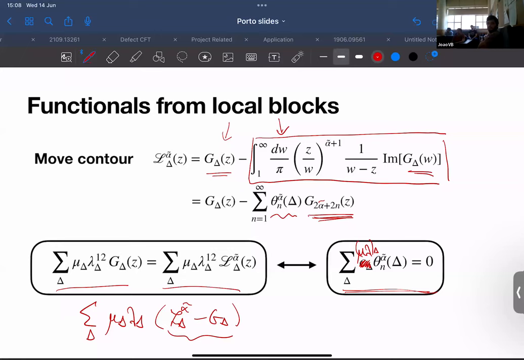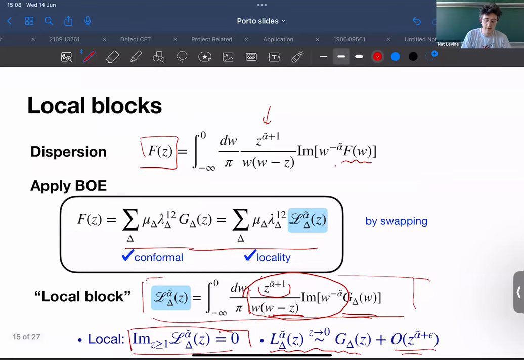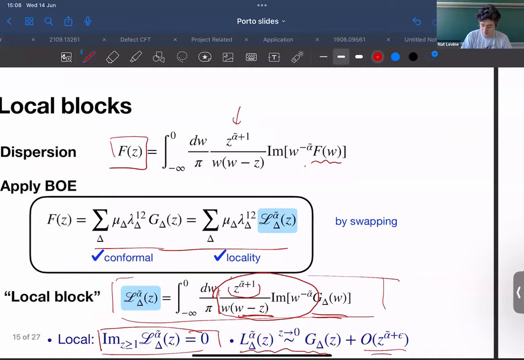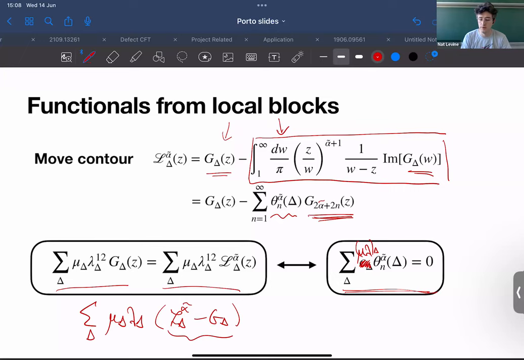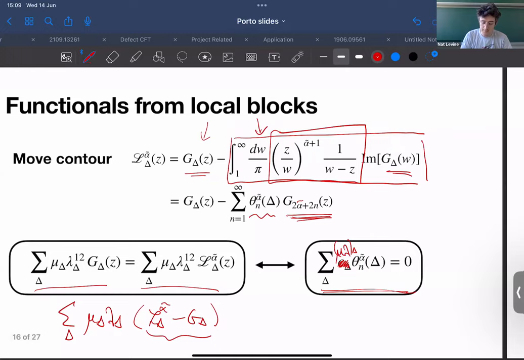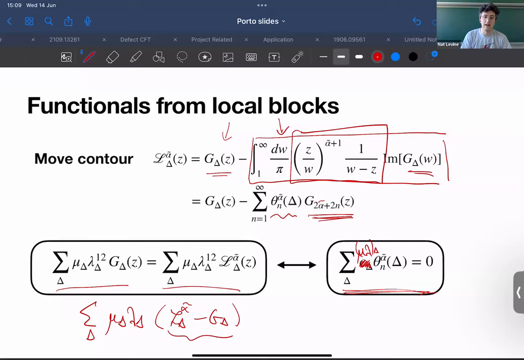So just from this dispersion relation, you get this local block expansion, which is analogous to the Polyakov block expansion in the crossing case. The equivalence of these two expansions yields a list of sum rules. These sum rules are integrals against some functional kernels, basically because this kernel can also be expanded in blocks. And so here we get functionals of exactly the type that I mentioned before.